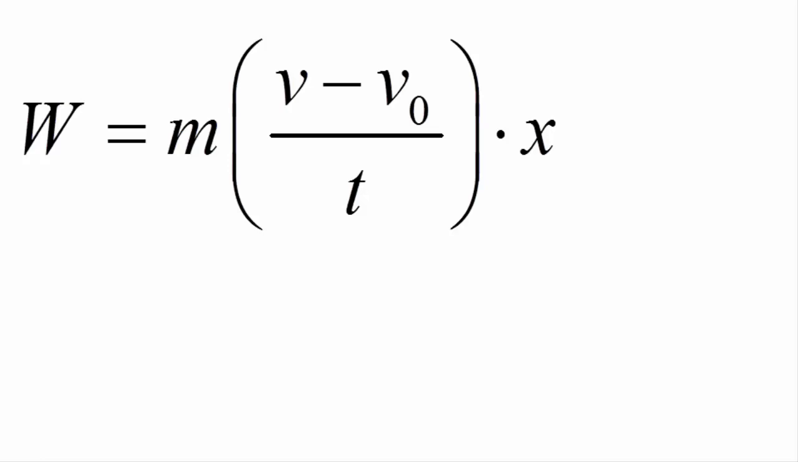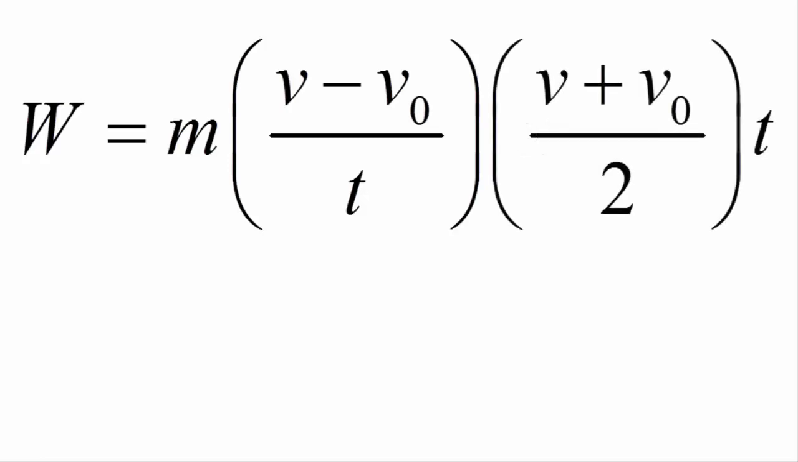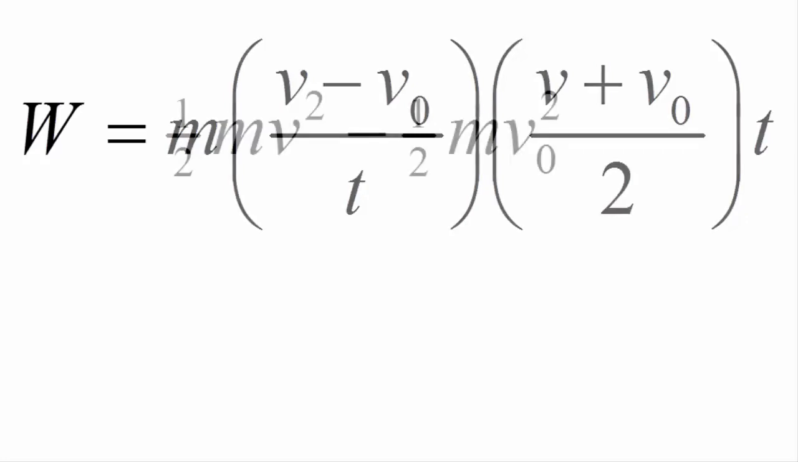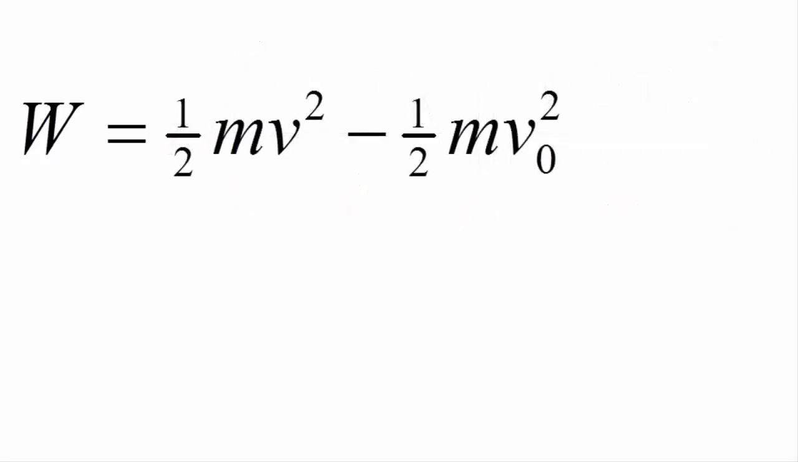We also know that the displacement is equal to the average velocity multiplied by the time traveled at this velocity. Average velocity is equal to the final velocity plus the initial velocity divided by 2. When we expand out the brackets in this formula, we get a formula for work that is half of the mass times the square of the final velocity minus half of the mass times the square of the initial velocity.